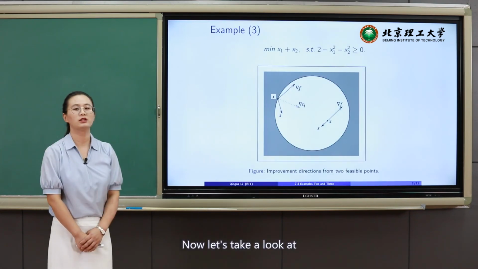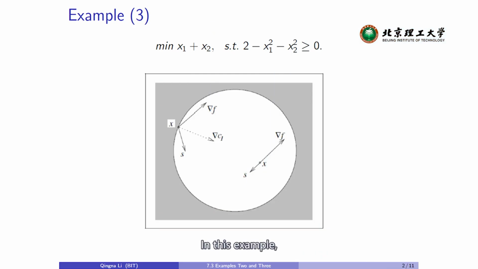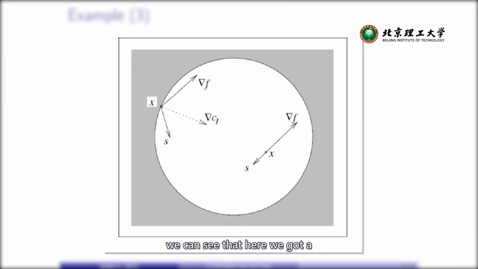Now let's take a look at the first example. In this example, we also minimize the sum of two components subject to one inequality constraint. Here, notice that different from the previous example in the previous chapter, the feasible region is a disk around the origin.